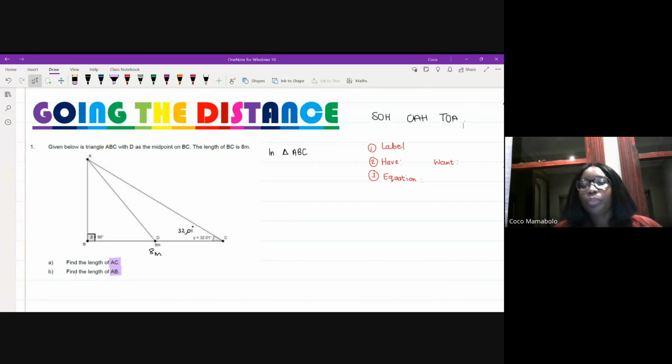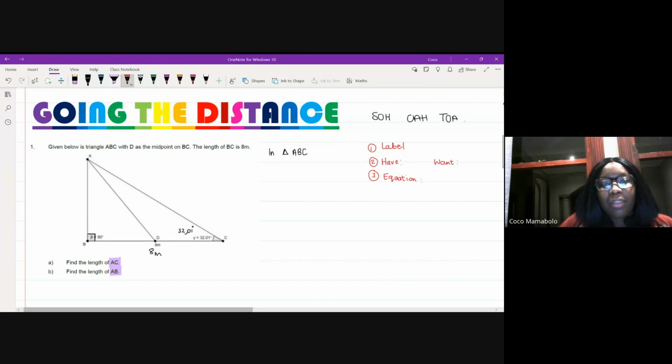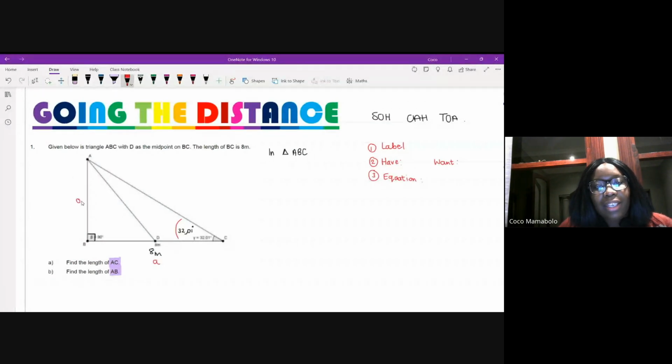All right. So we're going to start with labeling, right? If I'm labeling the big triangle, I know that this is my angle. That means my 8 meters is my adjacent, AB is my opposite side, and AC is my hypotenuse.